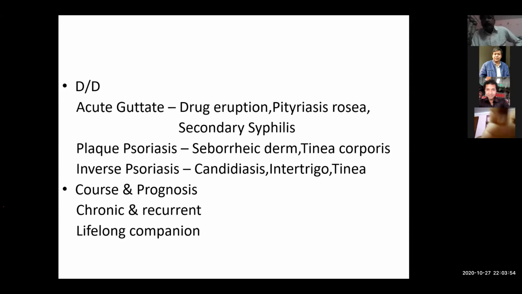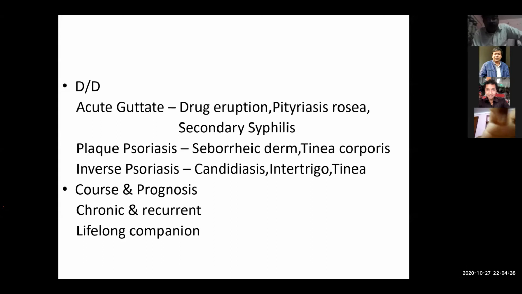Okay, now we want to cover prognosis. As I already mentioned in my first slide when I was defining the disease, that it is chronic and recurrent. The patient has to be counseled on the very first day, that like a blood pressure or sugar patient, you have to follow the rules, stay well, take care of diet and everything, then it will reduce and stay in control. Same with psoriasis. It's a chronic condition. There may be flare-ups, chronic and recurrent, and it can be a lifelong companion.